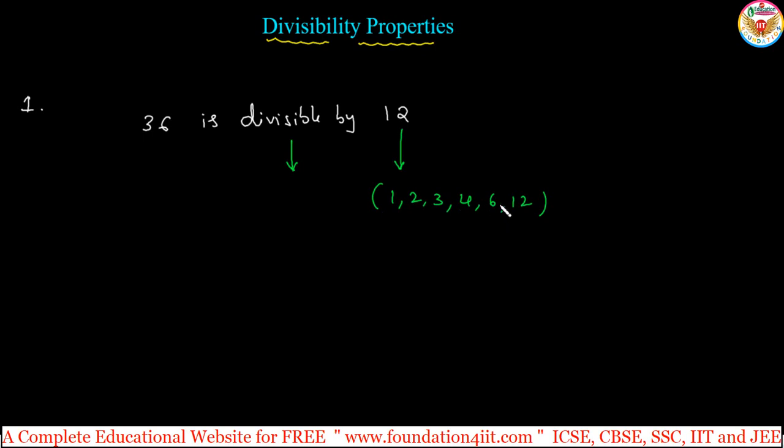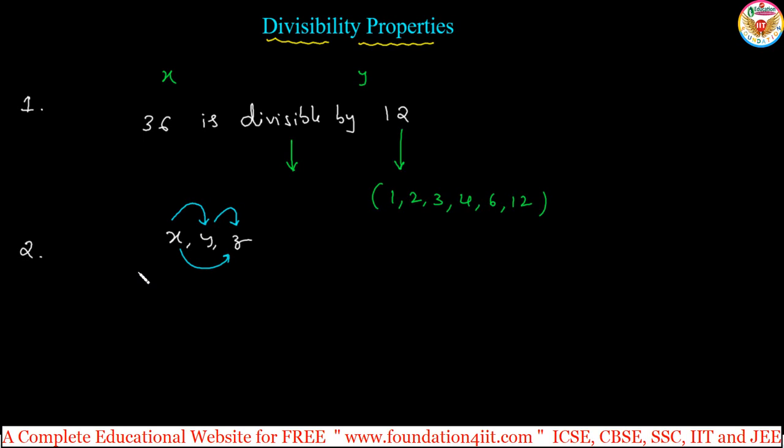So that is the rule. For any two numbers, let's say x and y, if x is divisible by y, then x is divisible by each factor of y also. Right? Next one. For any three numbers x, y, z, if x is divisible by y and y is divisible by z, then x is divisible by z also.